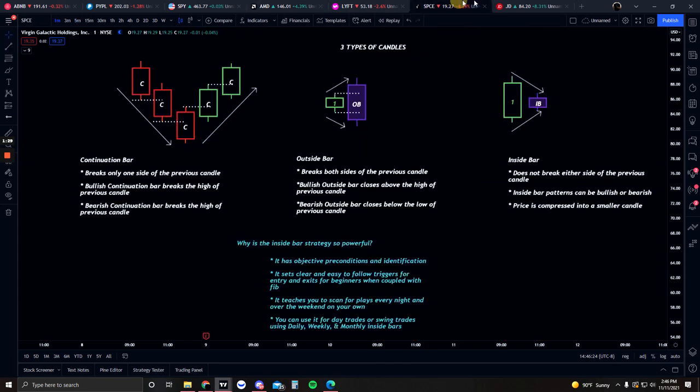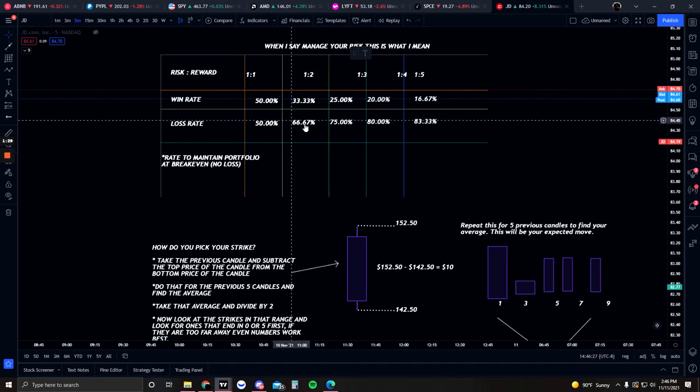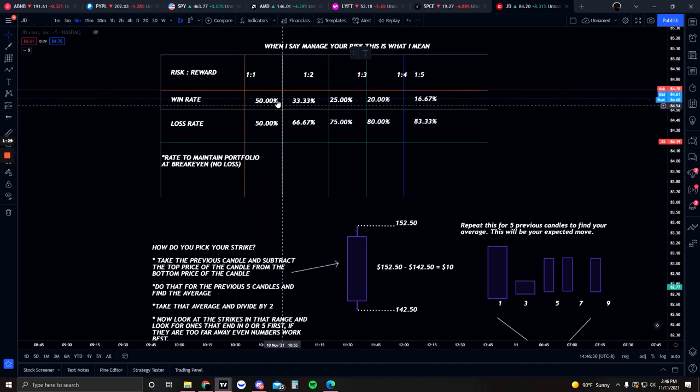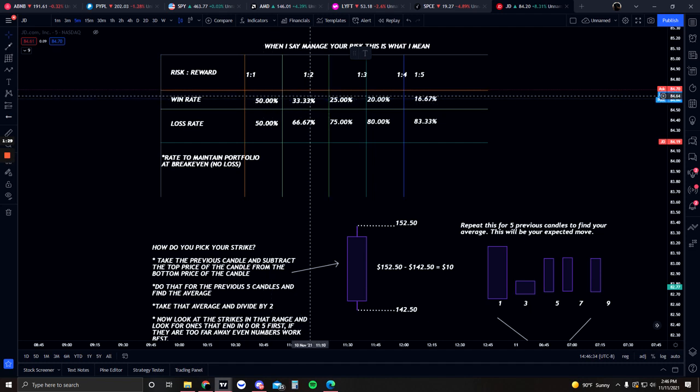So if you're following with this, you know that you only need to win 33% of your trades to break even. So let's say you guys are 50-50. You win one trade, you lose one trade. Well, if you're 50-50 on a 2-to-1, you're profiting massively. Your portfolio is looking up, and it just keeps going up, and it keeps going up.